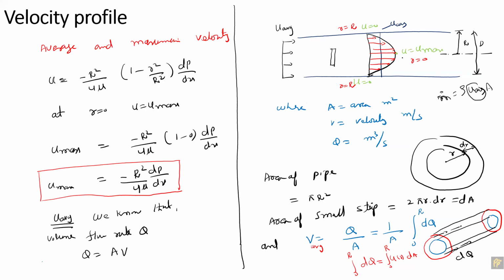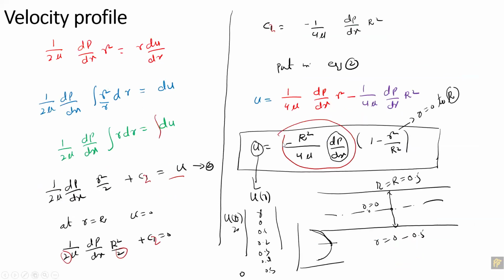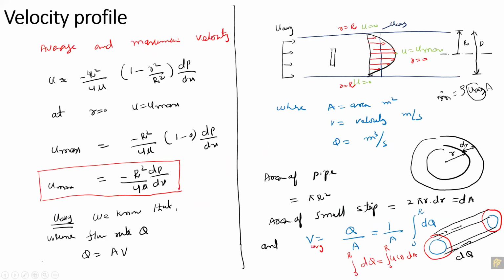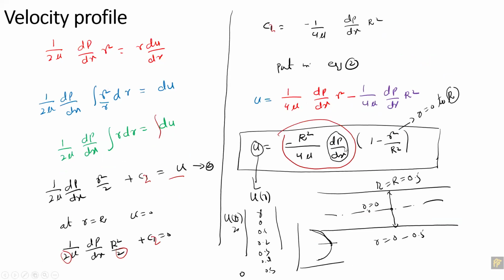Okay. So now our aim is to find the maximum velocity and the average velocity in terms of known quantities. So we have to transform this formula into these two quantities, u maximum and u average. So you know that this is the velocity profile we have derived here.